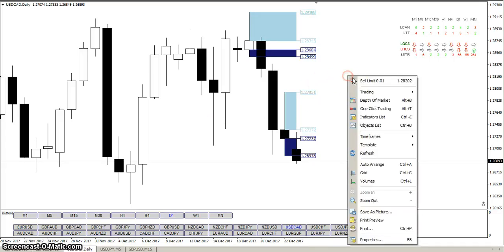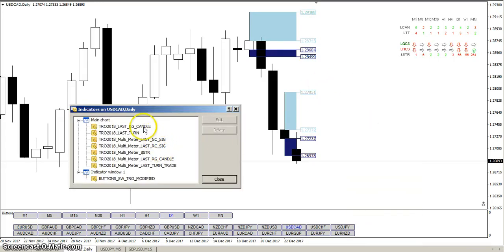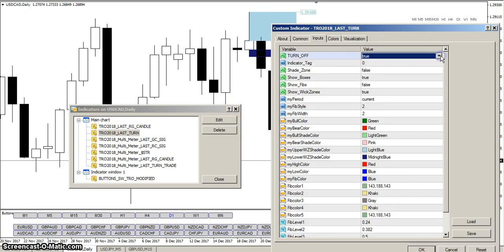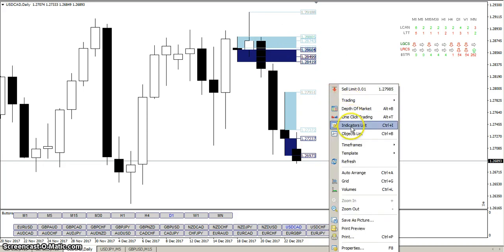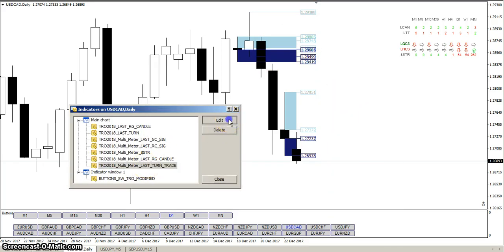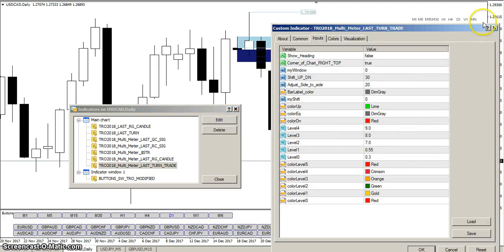So I believe that covers all the indicators here on the chart. We've got our 5 multimeters and our 2 last red-green candle or last turn trade candle. Now you can turn them both on if you want. Just with the shading, it's going to get kind of confusing. You see here, sometimes it'll blank it out because we're using the same colors. So what you can go in and do is use, oh, that's the multimeter.